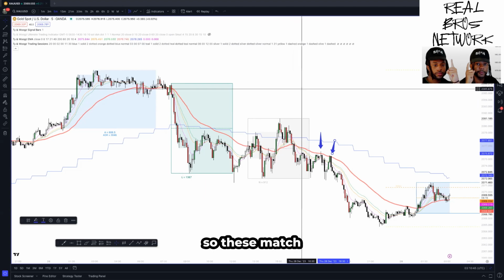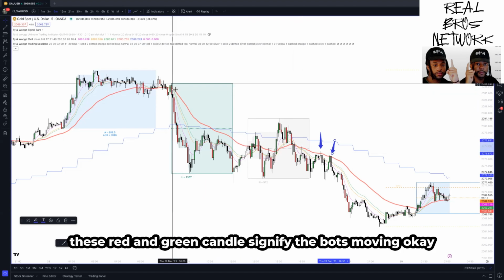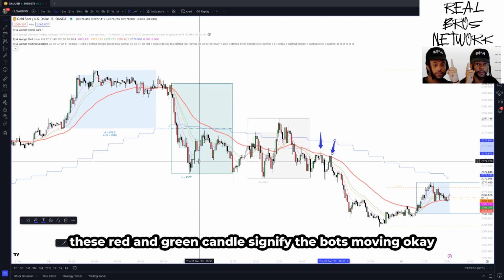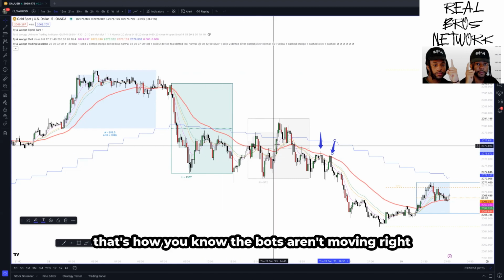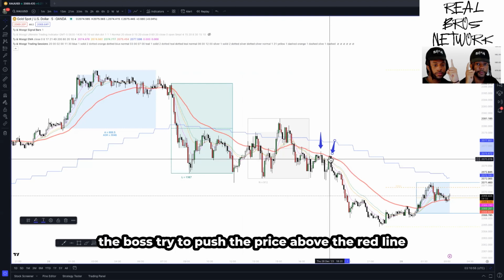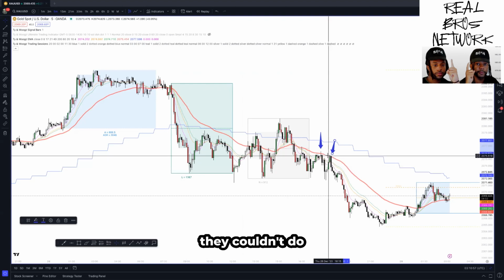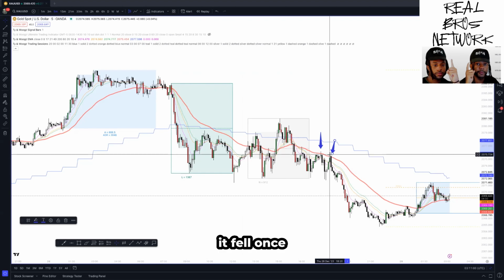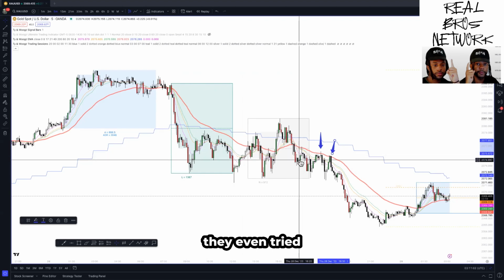So these red and green candles signify the bots' movement. That's how you know the bots are moving. So you see when green, the bots try to push the price above the red line. They couldn't do it. Yeah, it fell once. They even tried here.